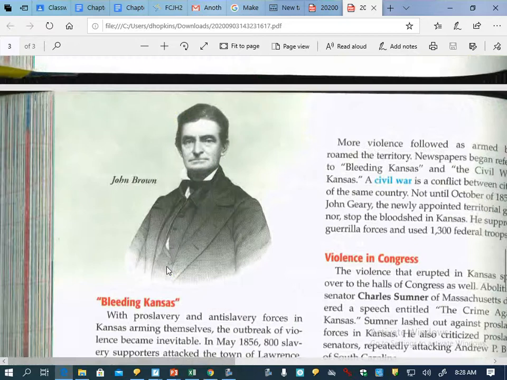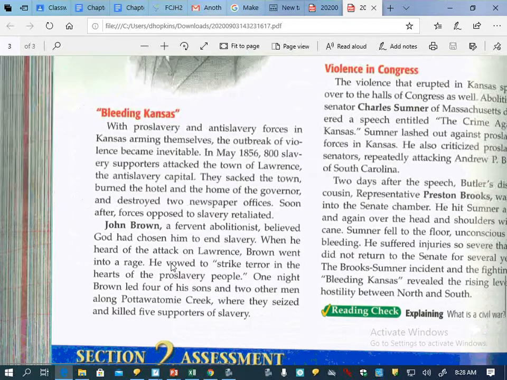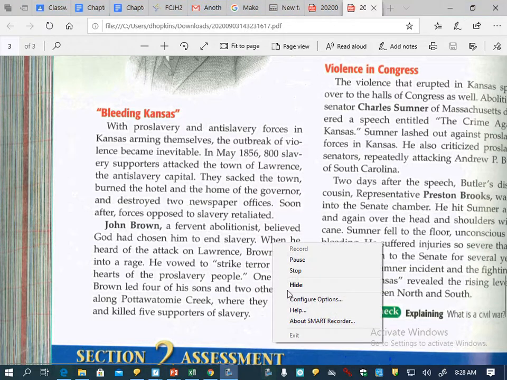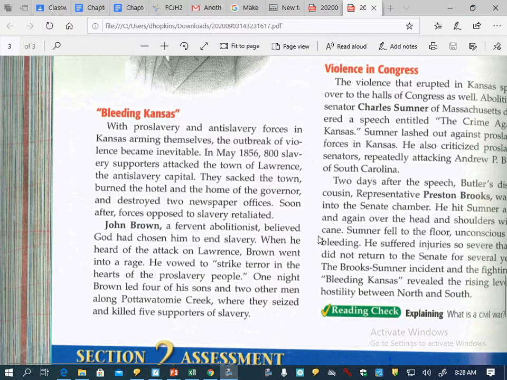On the next page, Bleeding Kansas. With pro-slavery and anti-slavery forces in Kansas arming themselves, the outbreak of violence became inevitable. In May of 1856, 800 slavery supporters attacked the town of Lawrence, the anti-slavery capital. They sacked the town, burned the hotel and the home of the governor, and destroyed 2 newspaper offices. Soon after, forces opposed to slavery retaliated.